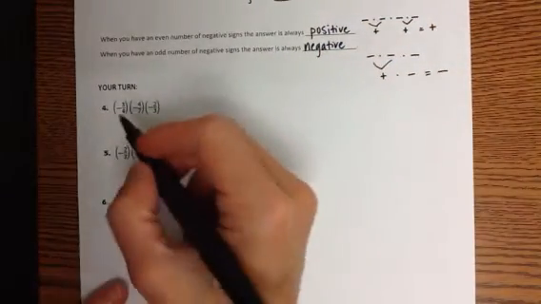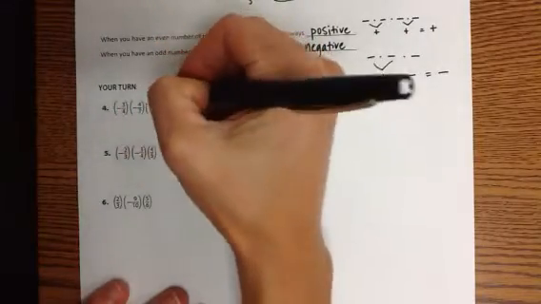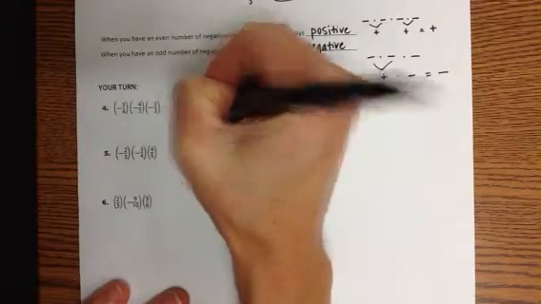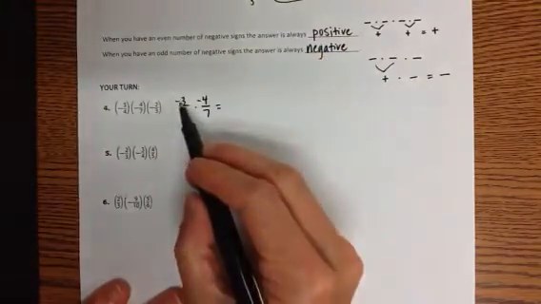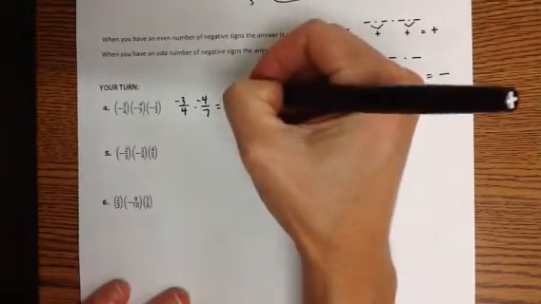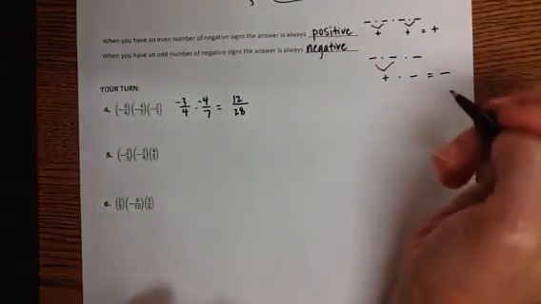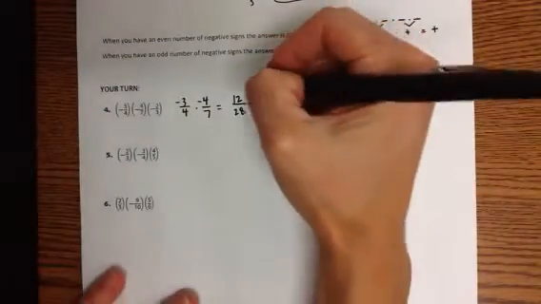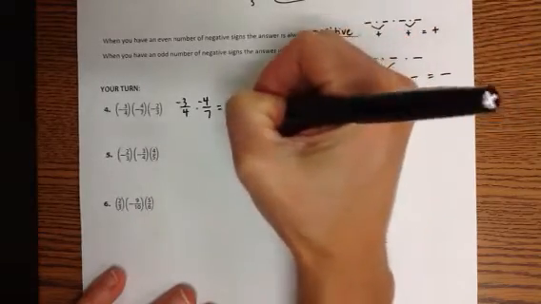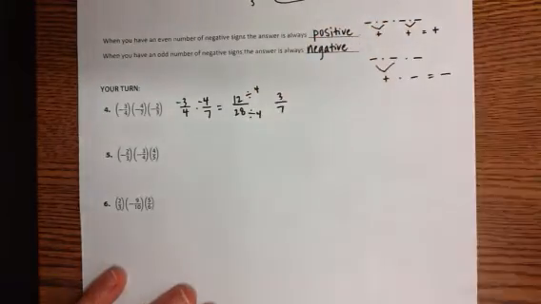All right, let's try first number 4. I'm going to look at the first two numbers and do negative 3/4 times negative 4/7. First thing, I have a negative times a negative, so I know my answer is going to be positive, and I multiply. 4 times 3 is 12. 7 times 4 is 28. I'm going to go ahead and simplify those so I don't have to multiply such large numbers, and I'm going to divide by 4. Divide by 4, I get 3/7.